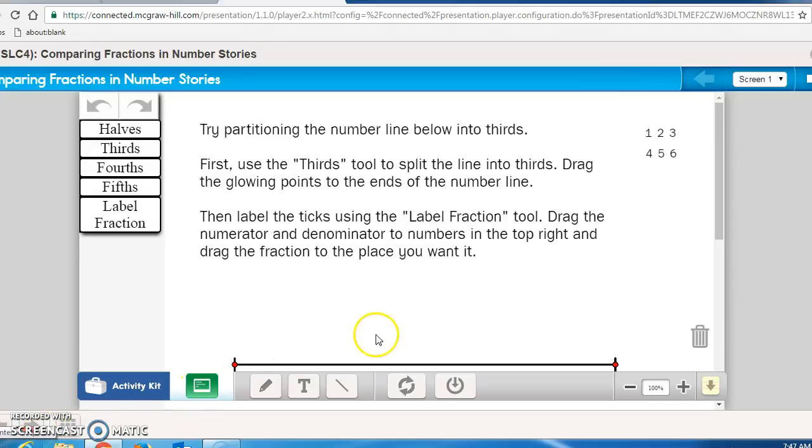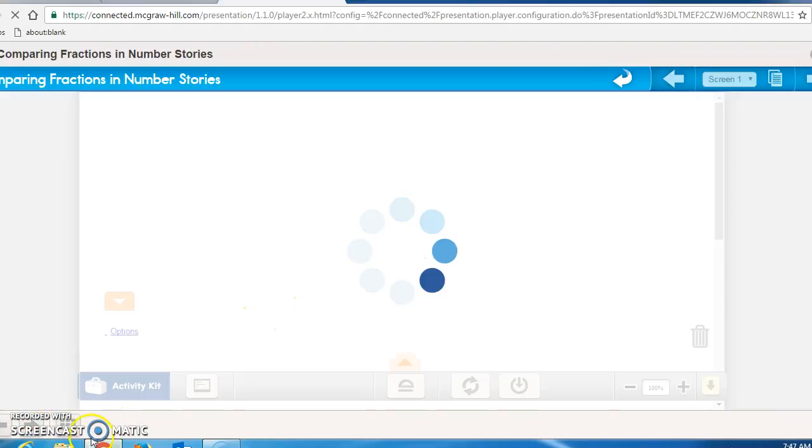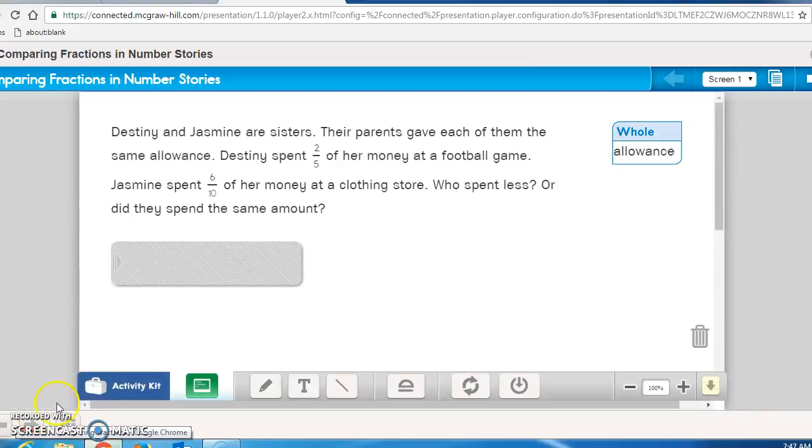So when we cut that into thirds, I already showed you how to do that. So this is just showing you once again what I just did. So Destiny and Jasmine are sisters. Their parents gave each of them the same allowance.